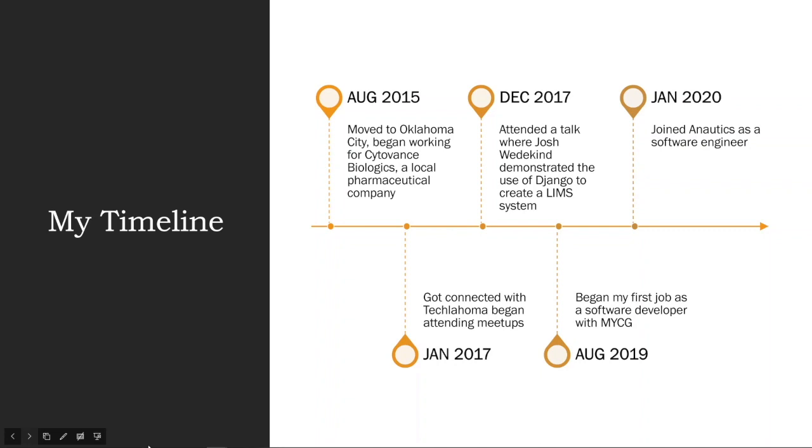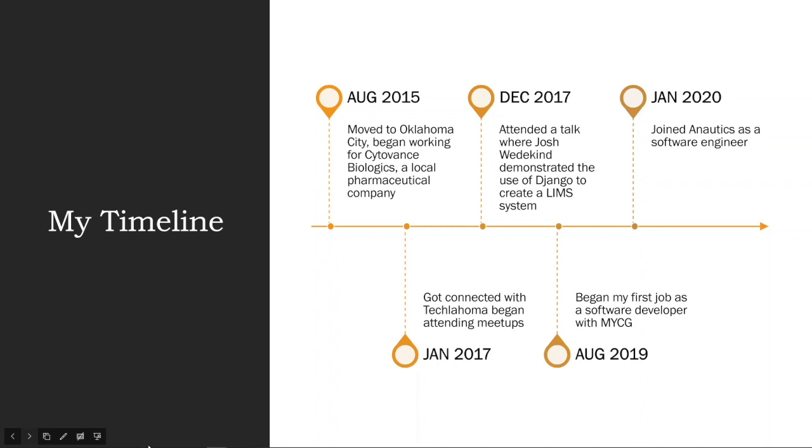In December of 2017, I attended a talk. Josh Wedekind was giving a talk on how he had used Django to create a LIMS system, which is a laboratory information management system. And this was relevant to my current career in the pharmaceutical industry, where I had used such systems before, and that's sort of what sparked my desire to transition from the pharmaceutical industry to software development. And that became a reality when I got my first software developer job with my consulting group in August of 2019. And more recently, in January, I joined Onotix as a software engineer.